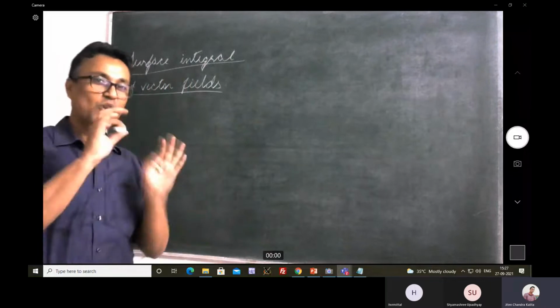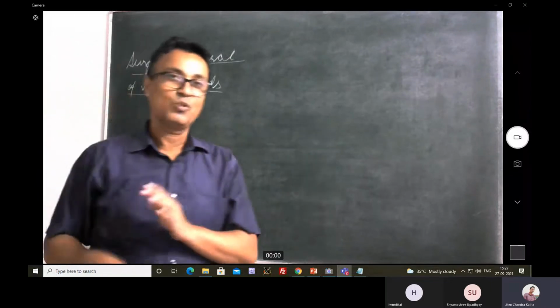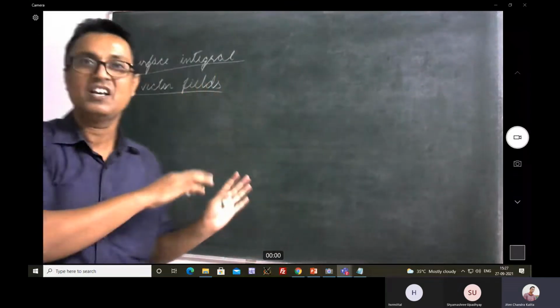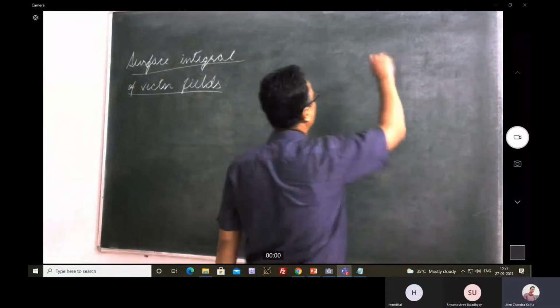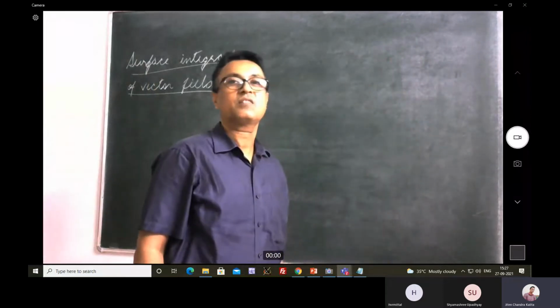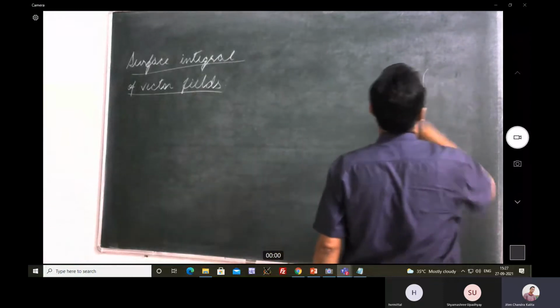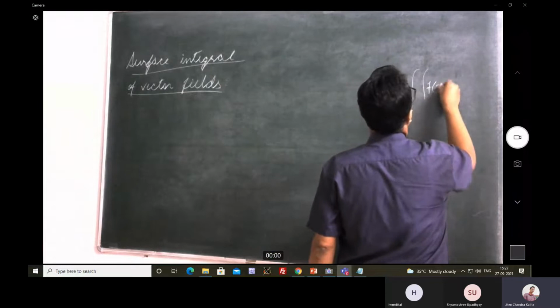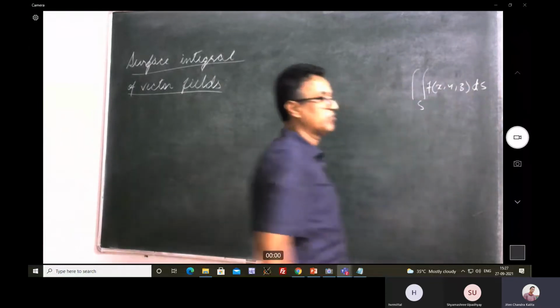Then I'm going to stop in between. I'm going to take you back to some concepts which will be required in order to understand the surface integral of vector fields, and then I'll proceed further. Okay, fine. So, like I said earlier, when we did the simple surface integrals, we were simply doing something like f of x, y, z, and then dS, over some region S.